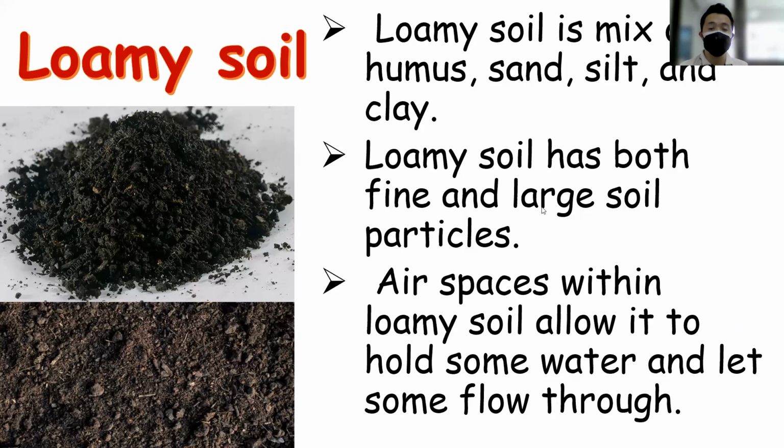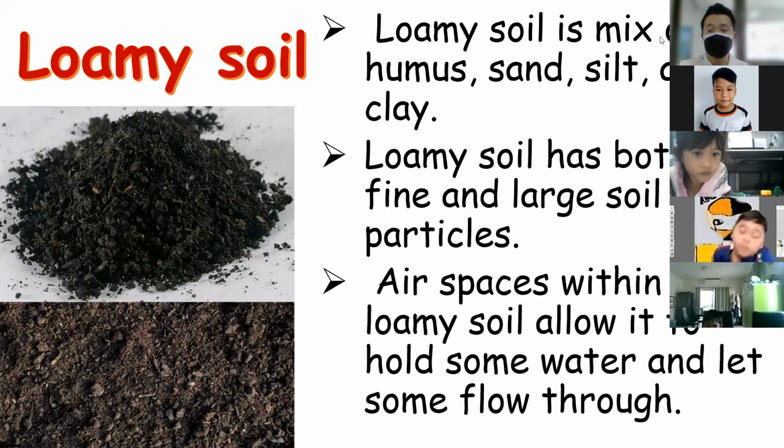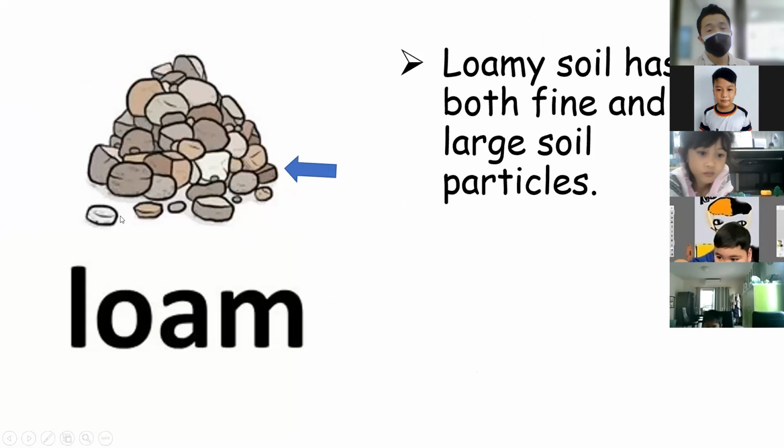So air spaces within loamy soil allow it to hold some water and let some flow through it. Why? Because loamy soil is a mixed soil, a mixture of certain soils, for example humus, sand, silt, and clay. So the reason that loamy soil is very good for planting fruits and vegetables. Okay, loamy soil has both fine and large particles.